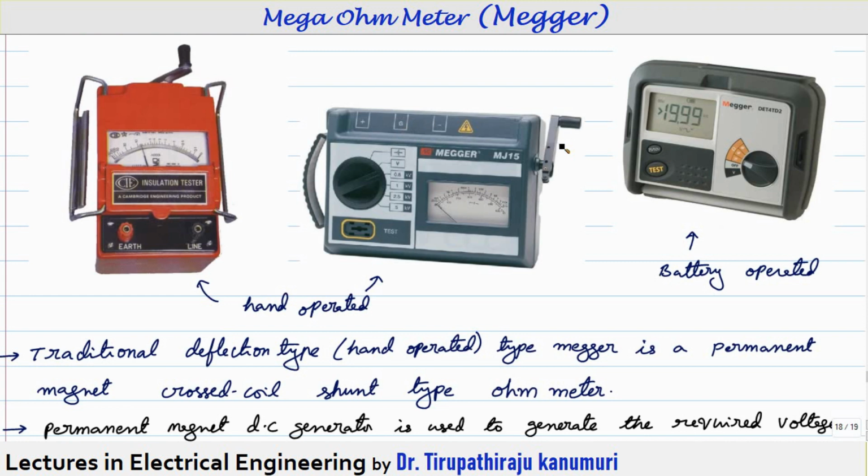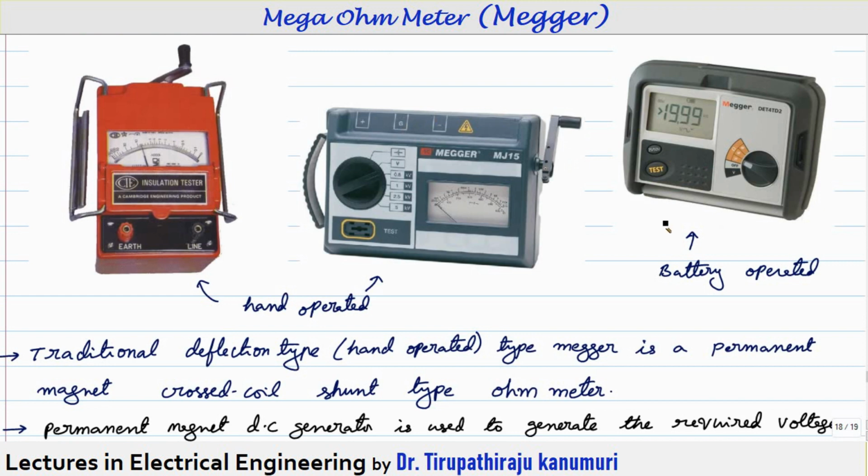In this case the major disadvantage is that if a single person is measuring, they have to keep the connections to the respective terminals as well as rotate this crankshaft, which may be difficult for a single person. So the alternative is to go for a battery operated Megger.